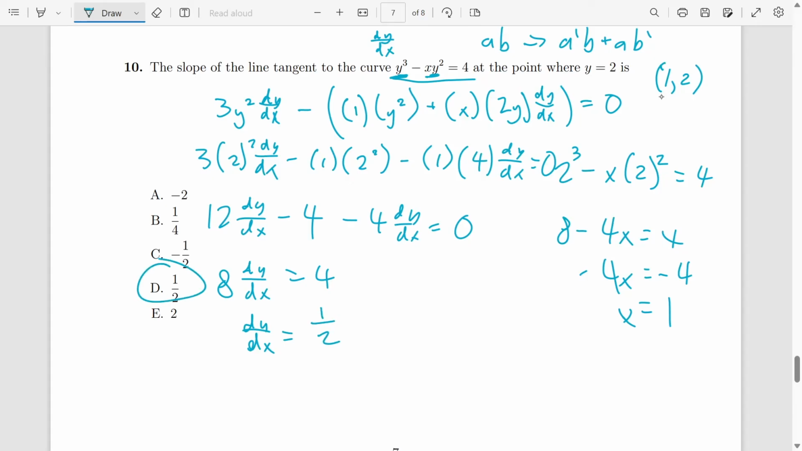There we go, a nice implicit differentiation problem with a little hiccup where we didn't know our x value, but we can just find that easily by plugging in our y value and solving for x in the original equation.